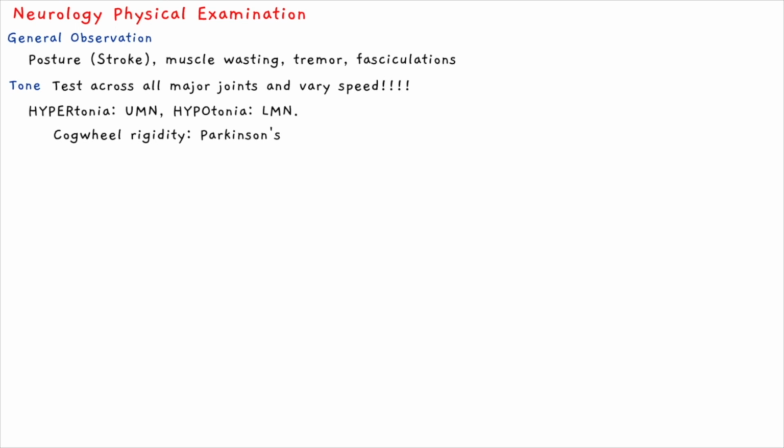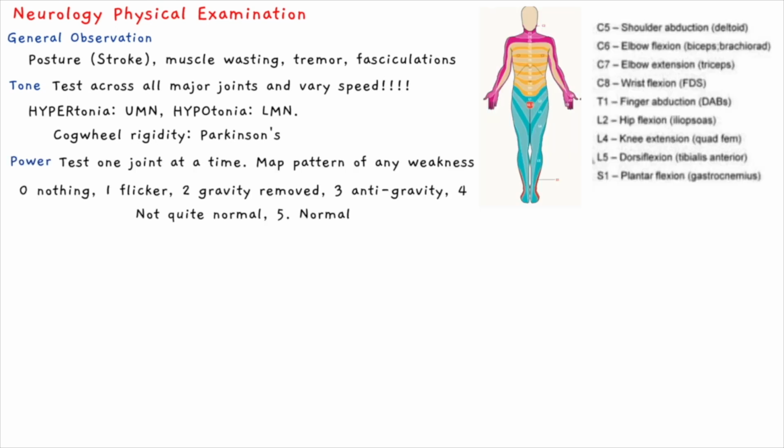It's important that you can get a feel for whether it's hyper or hypotonia with experience, but a nice trick if you're testing the legs is to just lift the leg and drop it at the level of the thigh. Normally the ankle should stay on the bed, but if the ankle lifts off the bed, this is suggestive of hypertonia.